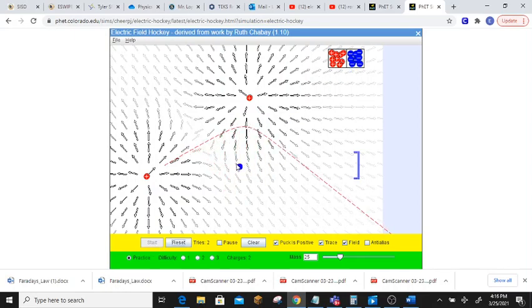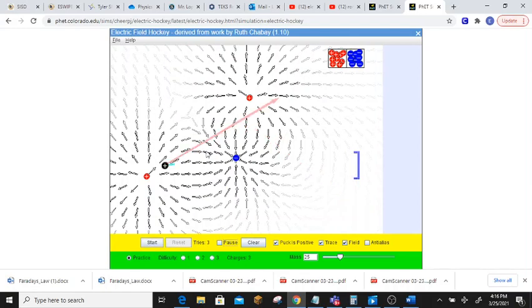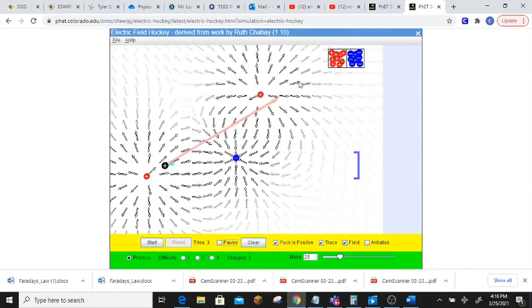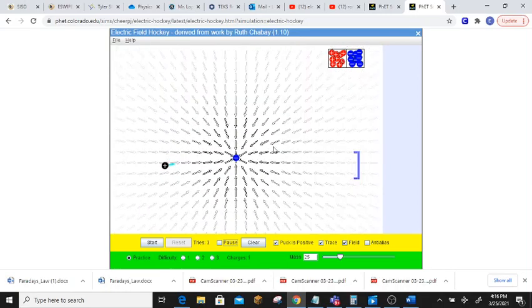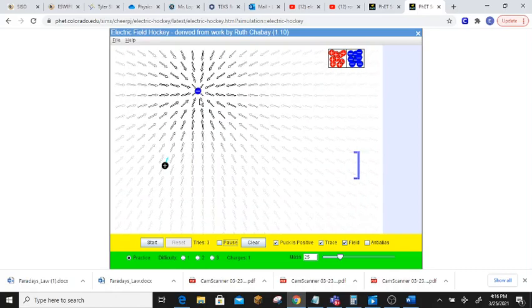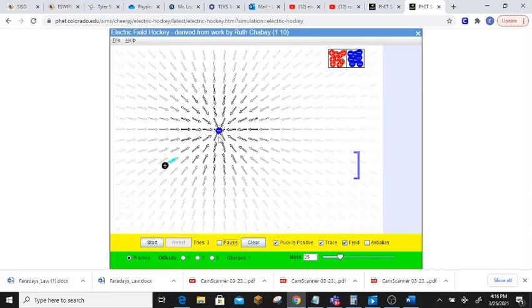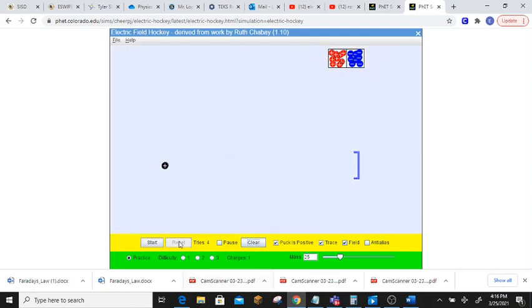If you put a negative charge, it should... if you mess up on some of these, you can always just put them back and it should almost reset everything. So notice this is going to follow it, right? Anywhere that you go, it's going to be attracted to it. See, it's going to be attracted.